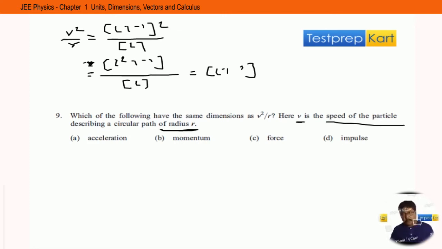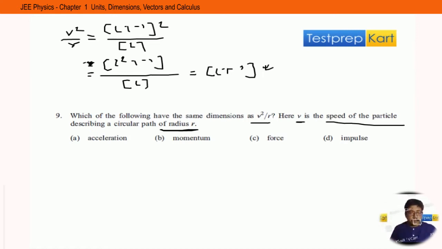Right? Now we come to another question over here. Which of the following have the same dimensions as v square by r? So what is the dimensions of v square by r? The dimensions of v square by r is L t to the power negative 2, where v is the speed of the particle describing a circular path of radius r.